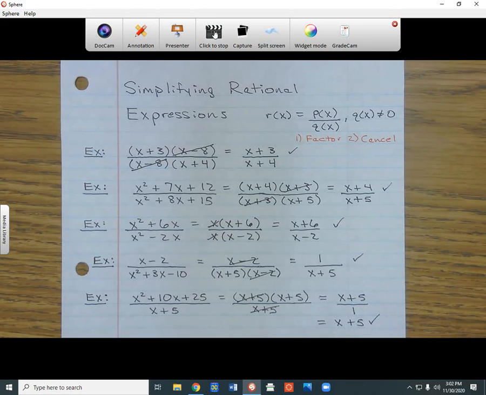So that's simplifying rational expressions. Pretty simple once you get the hang of it. All you need to do is make sure you factor first, and then you cancel out common factors on the top and the bottom. So I hope this helps out.